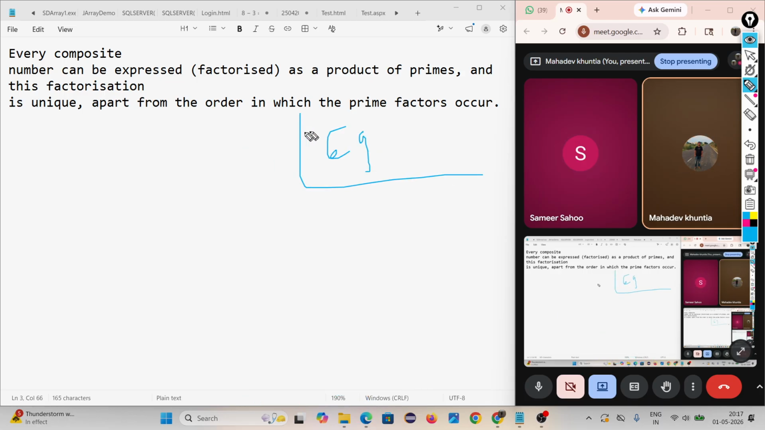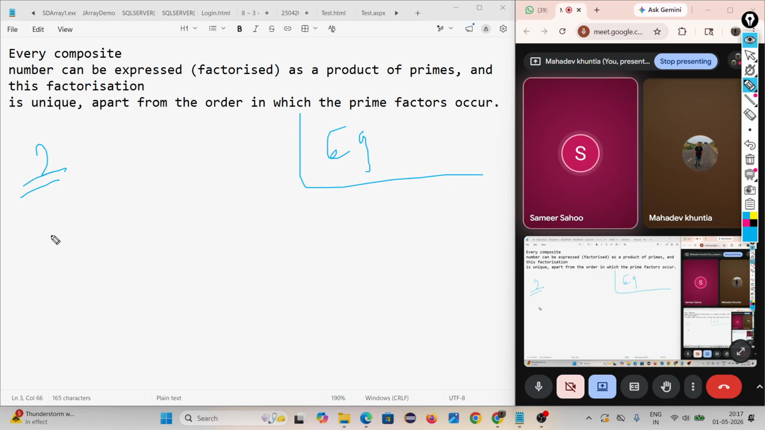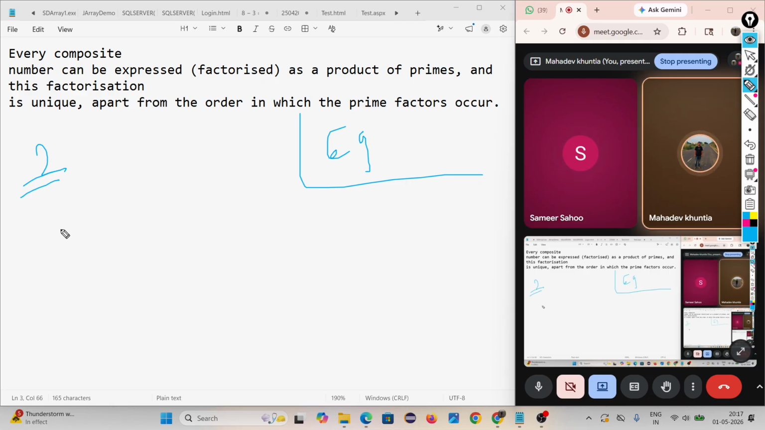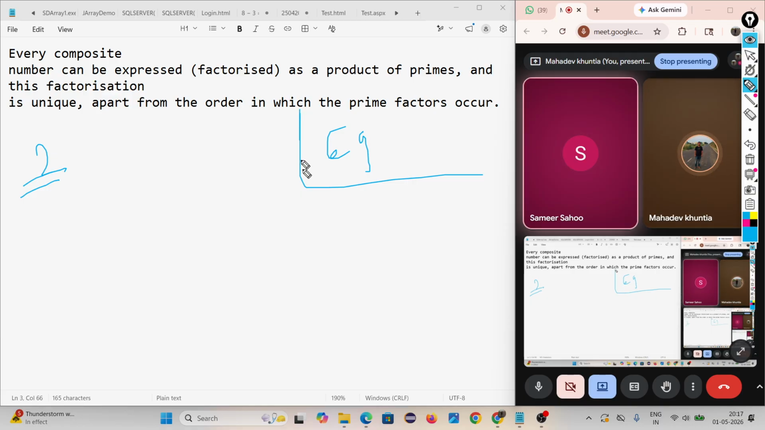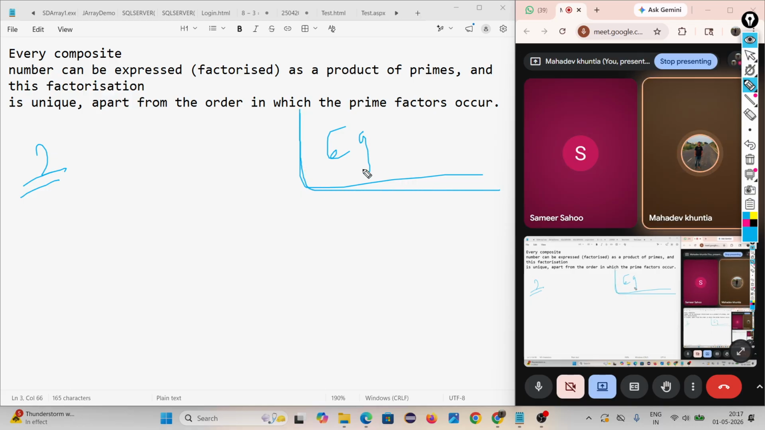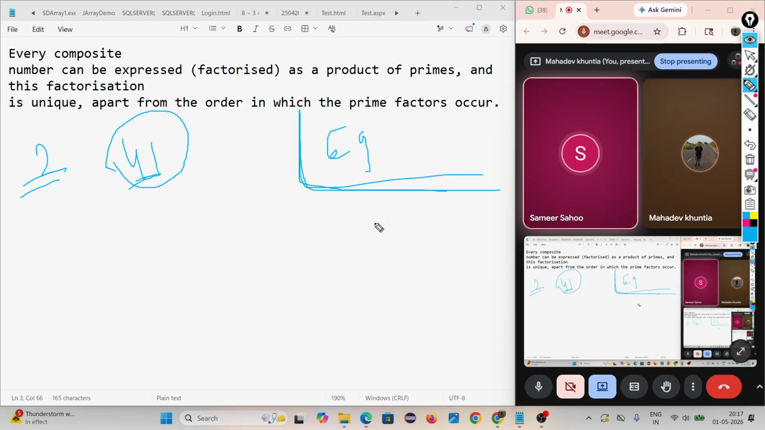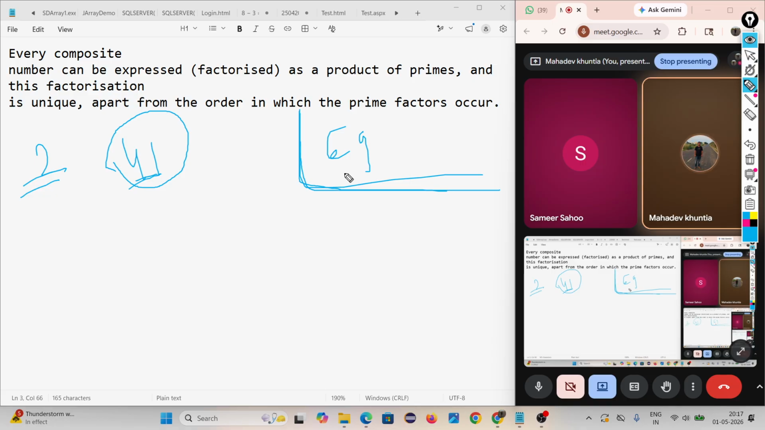69, is it divisible by 2? First remember one thing: whenever you are doing prime factorization, first check whether the given number is prime or composite. Sometimes they give you the question 41 and tell you to find the prime factorization. But look, 41 is already a prime number. We do prime factorization for a composite number, not for a prime number. So look, 69, yes, it is a composite number. How do you know? Because 3 into 23 is 69.